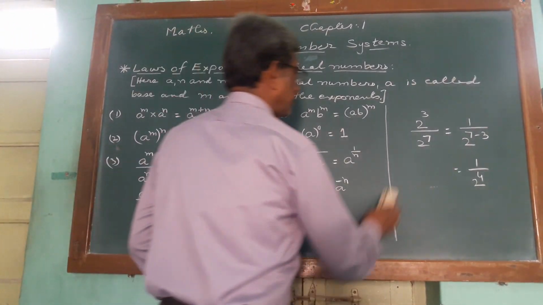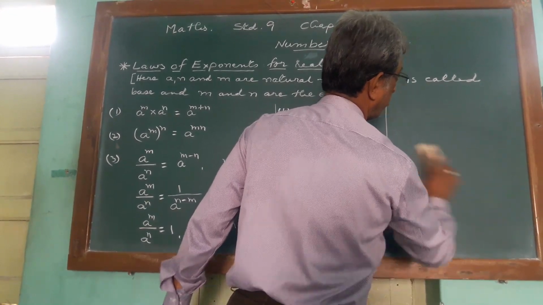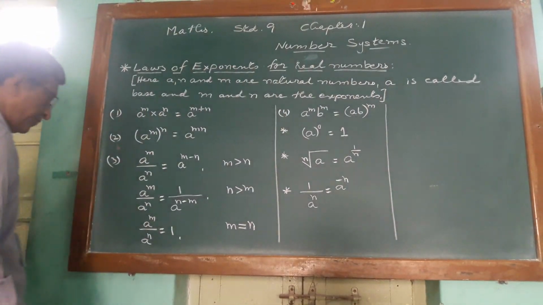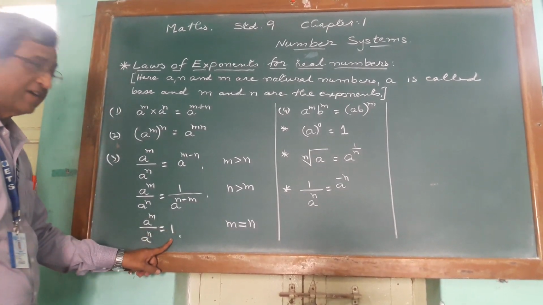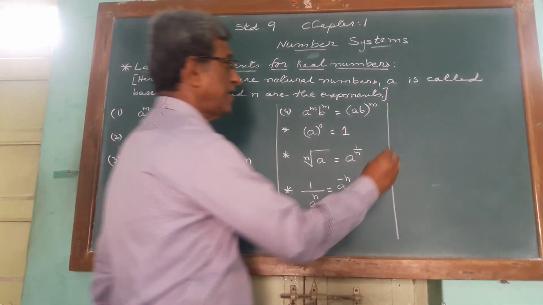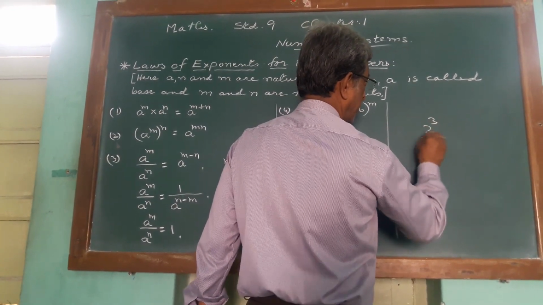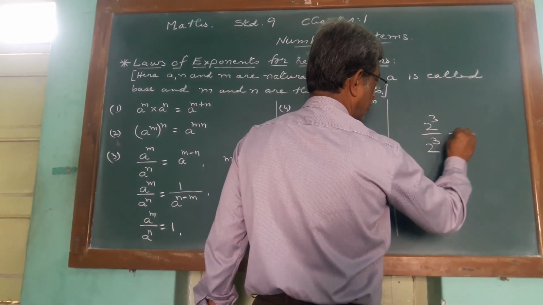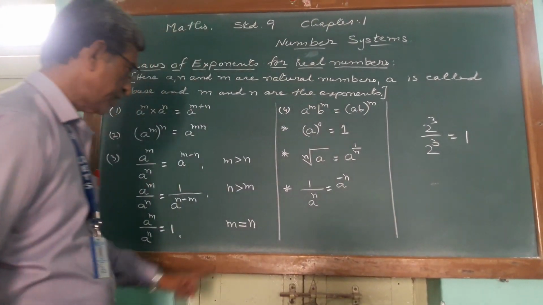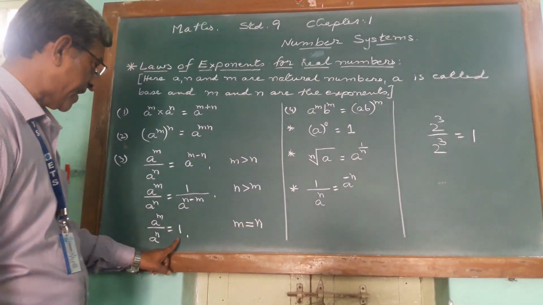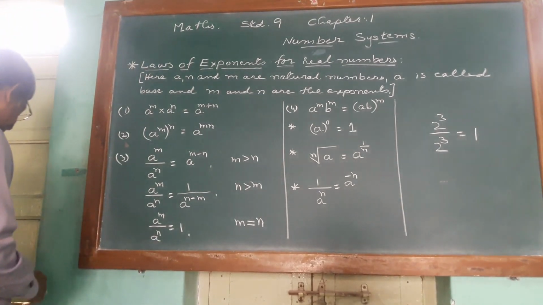Now third situation, if m and n both are equal, you will get 1, because 2 raised to 3 upon 2 raised to 3 will cancel and you will get 1. So if m and n are equal, the answer will be 1.